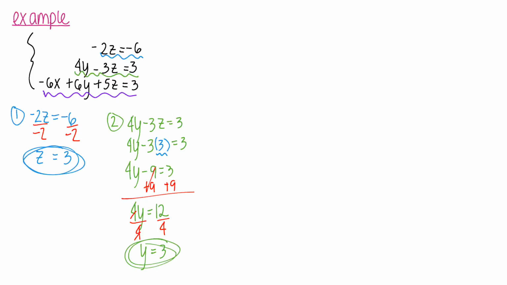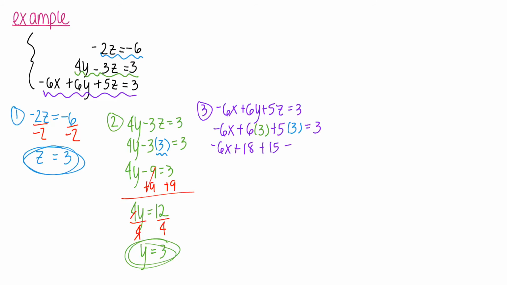So now we're going to work with this last equation. -6x plus 6y plus 5z is equal to 3. We know y is 3. We know z is 3. So we'll leave x alone because we don't know what that is yet. Like we said, y is 3. Z is 3 as well. Equals 3. -6x plus 18 plus 15. We're just combining like terms at this point, simplifying. So plus 33 equals 3.